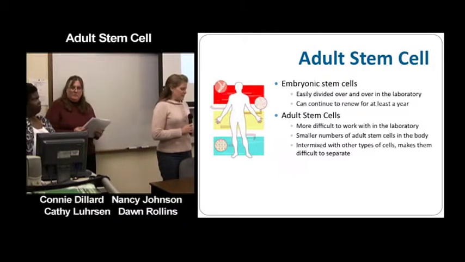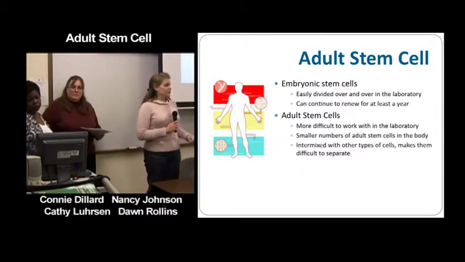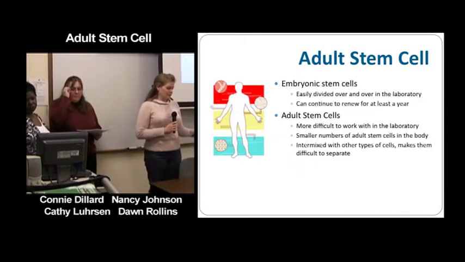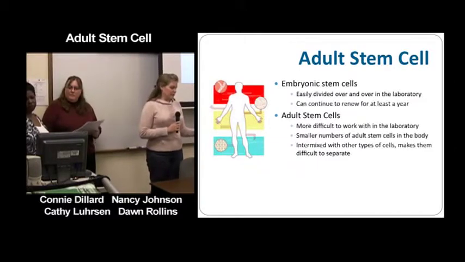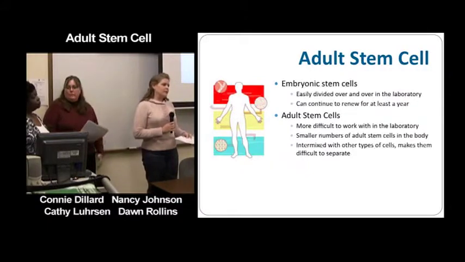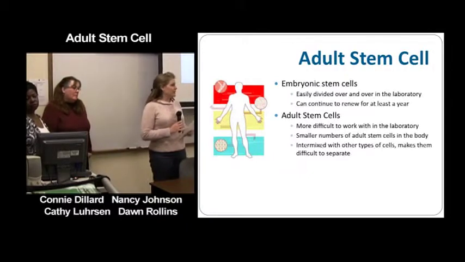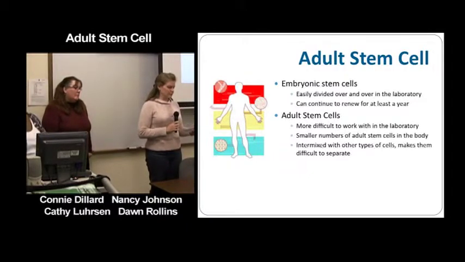Embryonic stem cells are easily harvested, obviously, because they're taken from leftover cells. Once they're in the laboratory, they are really easy to duplicate, and they can duplicate for up to a year.